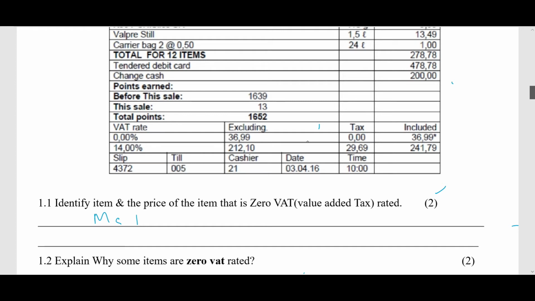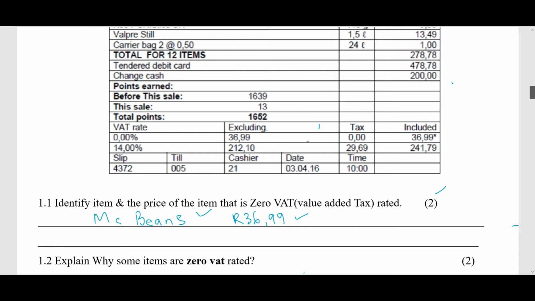Mark Beans. The price is 36.99. So that means you get 1 mark for that and 1 mark for that. And as well, to confirm that indeed there's one item that is not paying VAT, go to your VAT section. This section is showing you the VAT rating. Go to the VAT rating with 0% and see if the total you get here corresponds to the item you have here. So here we only had one item which is costing 36.99, and that is 36.99.